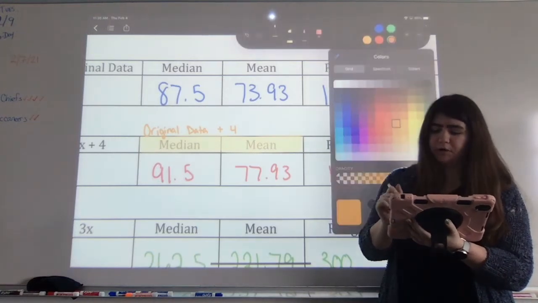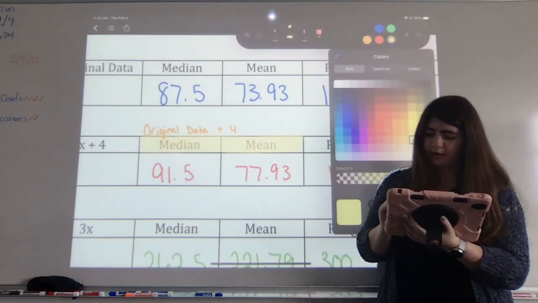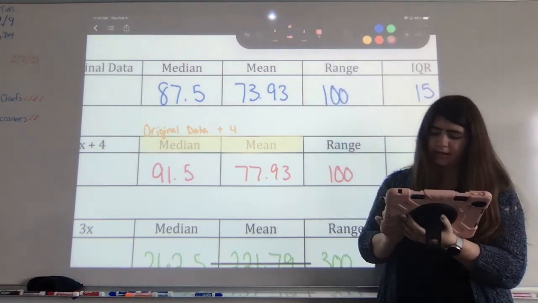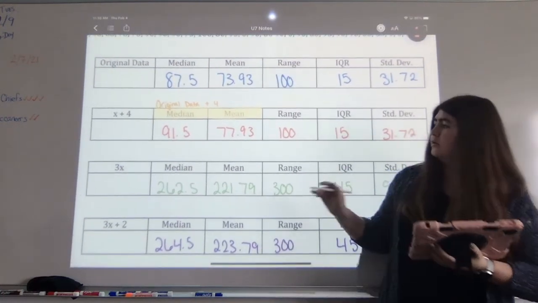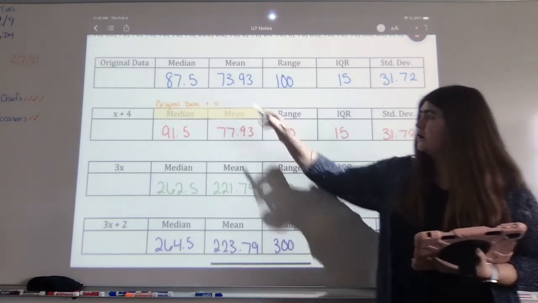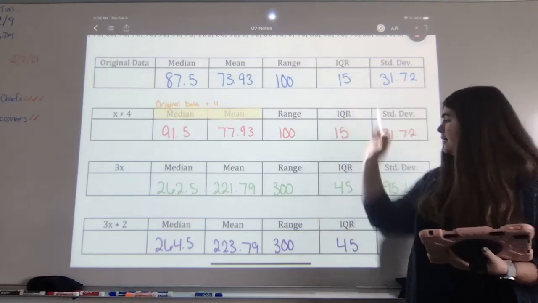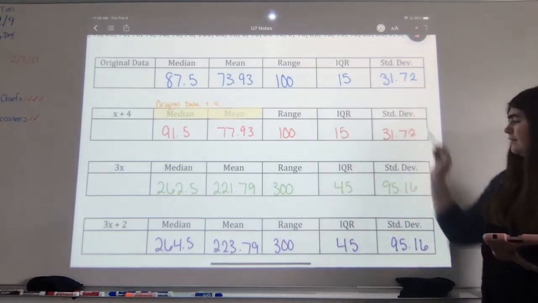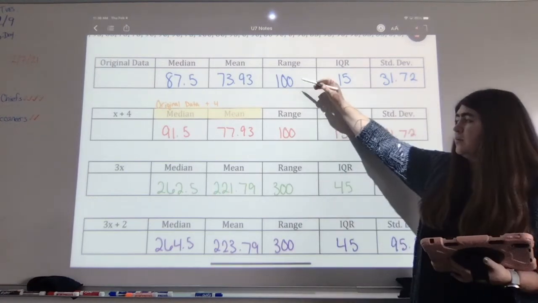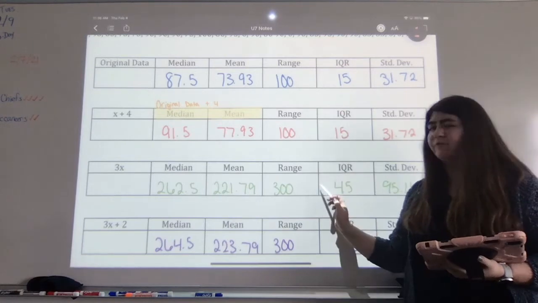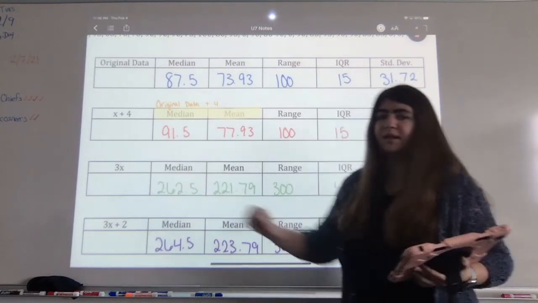But what about when you're multiplying? Let's go ahead and switch to a pink color for multiplication for our highlighting. And if we look at our original data to when we're multiplying by 3, our median again changes, our mean changes, the range changed, the IQR changed, and the standard deviation also changed. And I think a really easy way to tell what that change was is when we look at the range. We had 100 and now we have 300. So the range multiplied by 3, just like each piece of the data set did.